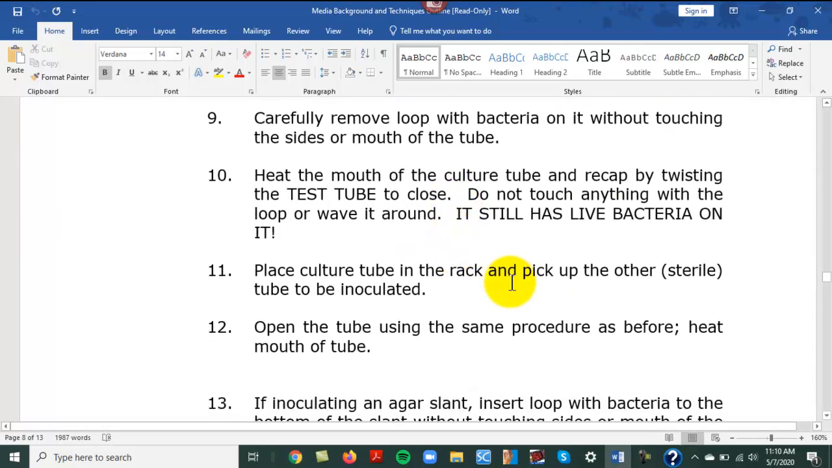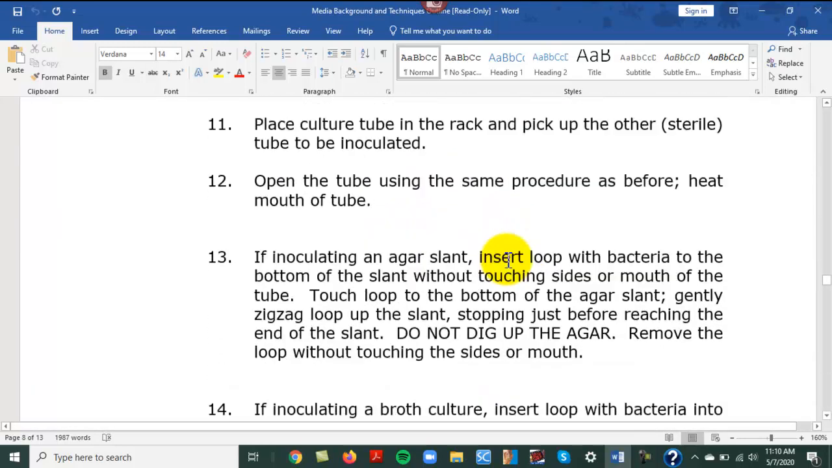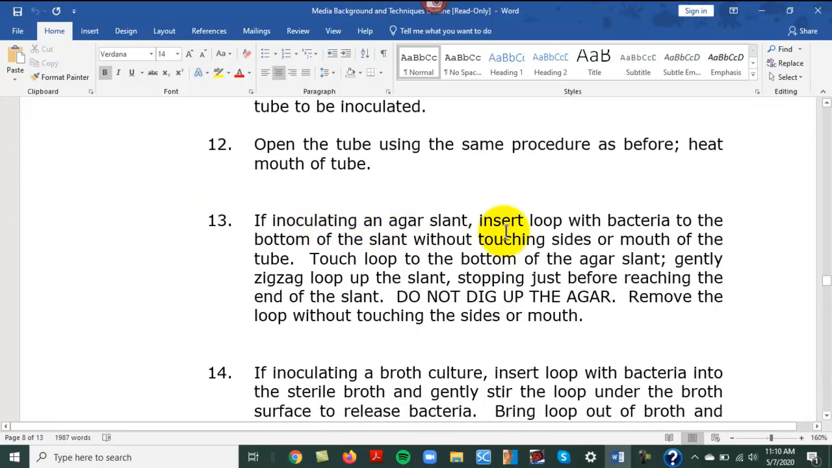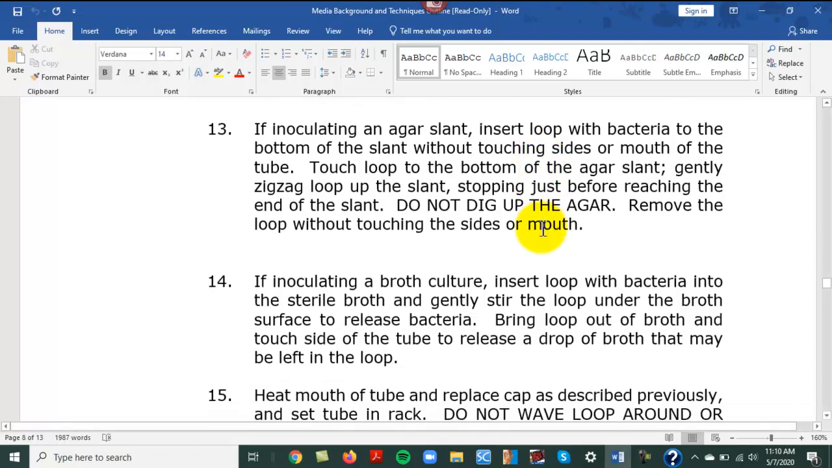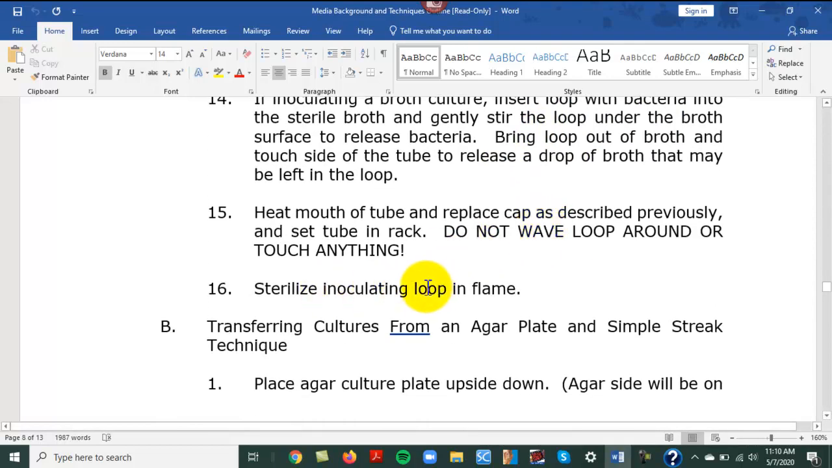and I'm not trying to get too much in here. If it's an agar slant, under number 13, you would put the loop at the bottom and zigzag all the way up to the top. Once again, there's a video about that. If it's a broth tube, you just kind of swirl it in. But once you have transferred it into there, you would then heat the barrel of the tube again. At the very end, you would then sterilize your inoculating loop. So that's called aseptic technique.